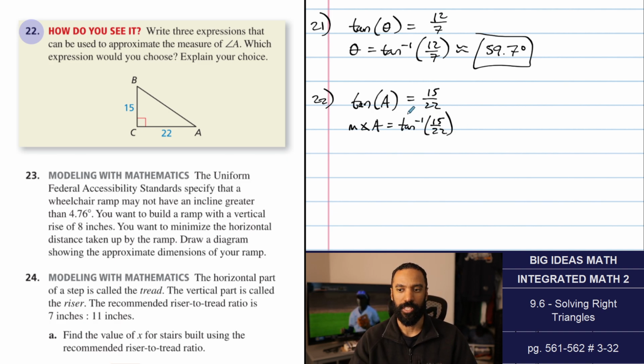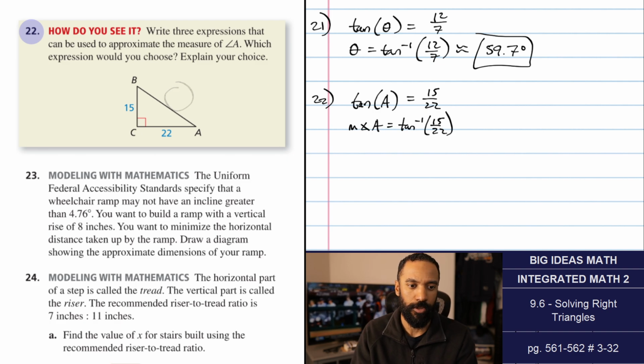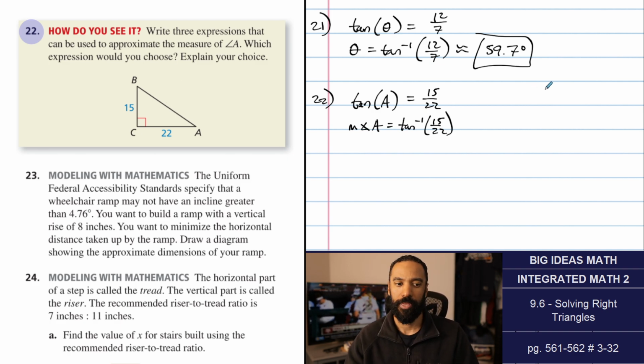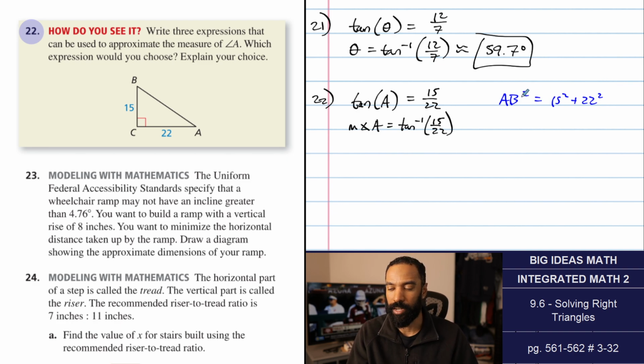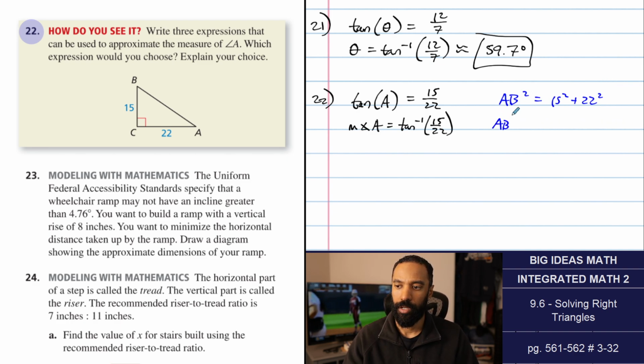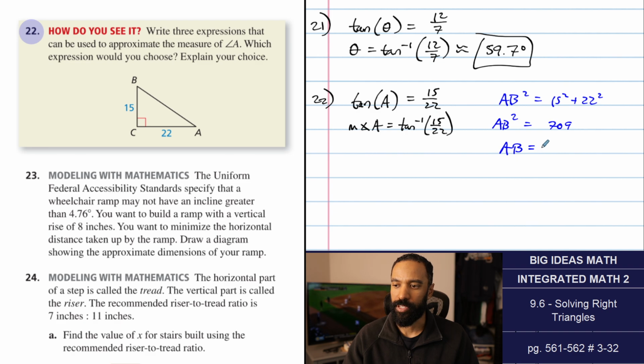It says expressions that can be used to approximate it. This is one of them. I'm not going to actually calculate it. Now, what are the other 2 ways you can use it if you don't have any other values? You can still find that third value by using Pythagorean theorem. So with Pythagorean theorem, I could find out that AB squared is 15 squared plus 22 squared. Not a Pythagorean triple, by the way, so I'd have to keep going. So AB squared is 15 squared, I know 15 squared, but I don't do that plus 22 squared immediately. 709. So AB is the square root of 709.